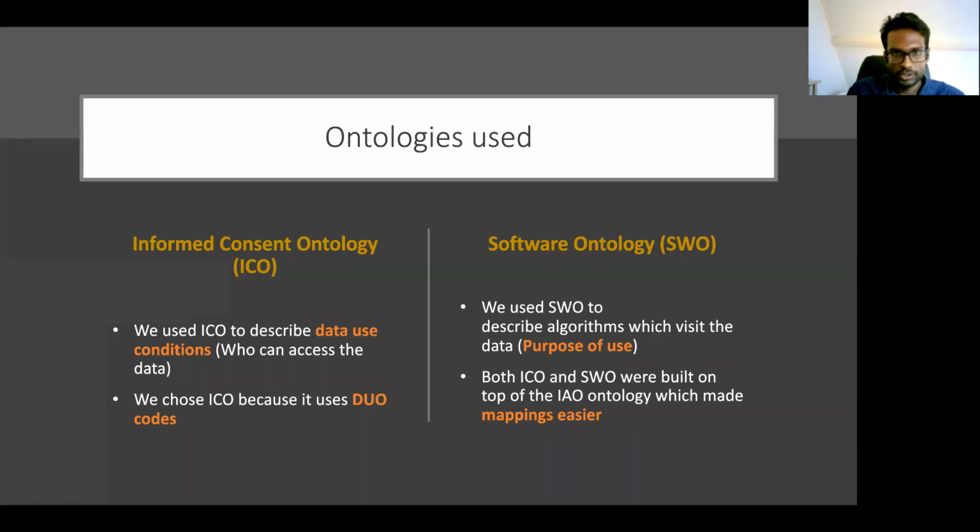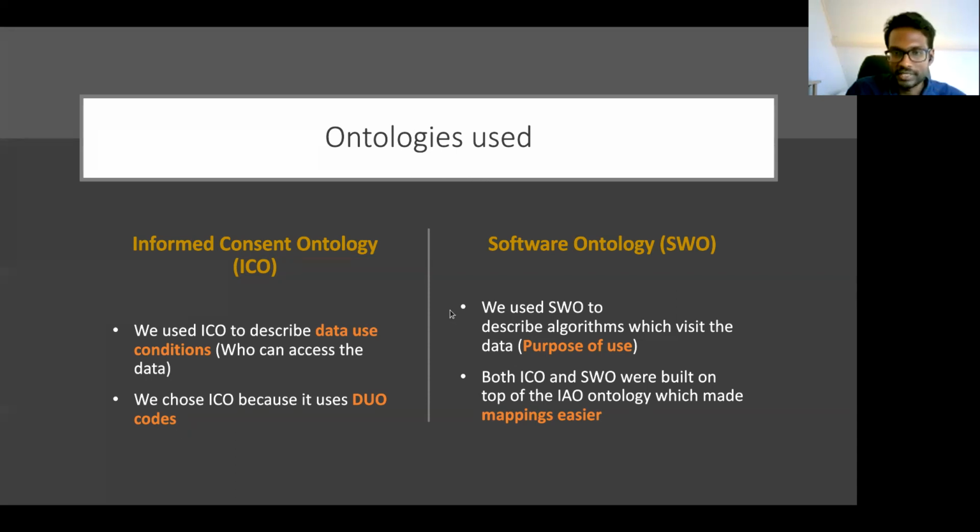So the next component that we used was a kind of semantic component. It's not real software components. It's a bunch of ontologies. As I said, we use the ICO ontology to describe the data use conditions of a data set. And we chose ICO for this use case because ICO has quite a lot of DUO terms in it. So they made their concepts around DUO terms. And DUO terms are quite often used to describe data access conditions in the biomedical domain. So we thought it's a good match for us. That's why we chose to use ICO.